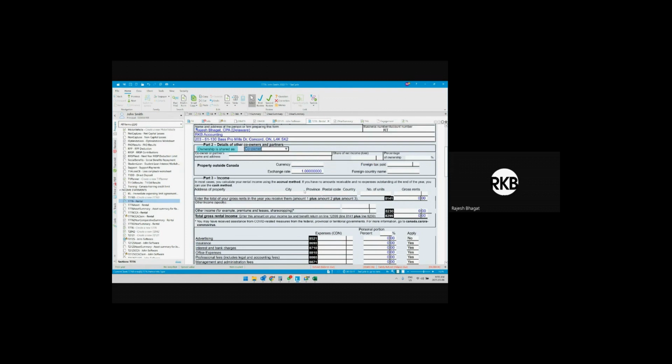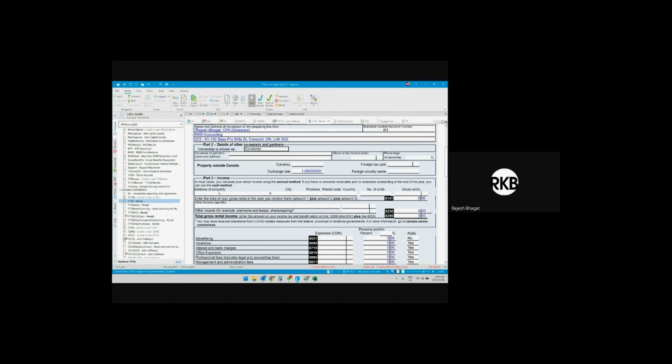Details of co-owner and partner. If the house is owned by two people, then you can specify the percentage of ownership, and all the income and expenses will be prorated and you will pay only for your portion. For example, if the house is owned by both spouses, then 50% of the net rental income will be reported by one spouse, assuming their ownership is 50-50, and the other 50% will be reported by the other spouse. In this case, I have said John is unmarried, so 100% is John.